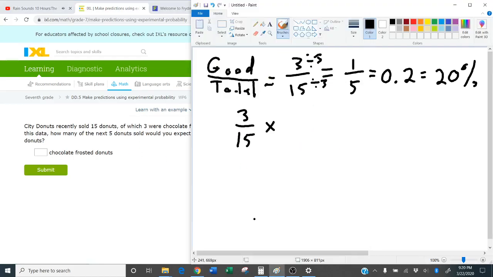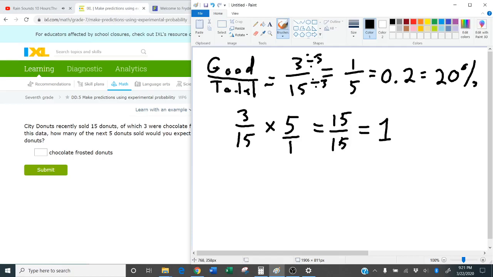So if we have a probability of 3 out of 15, or 20%, of selling a chocolate frosted donut, and we sell 5 donuts, how many of those 5 do we expect to be chocolate frosted donuts? Well, we're just going to multiply these things. I'm going to put the 5 over 1. So now I have 3 times 5 is 15, and 15 times 1 is also 15, and 15 divided by 15 is 1.